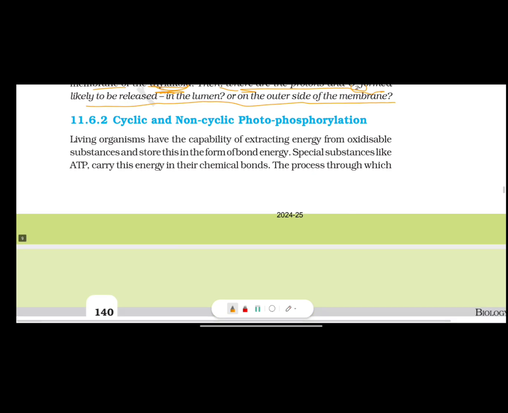Okay, now let's move to cyclic and non-cyclic phosphorylation. What is photophosphorylation? Addition of phosphate in the presence of light is known as photophosphorylation. If this reaction takes place in a cyclic manner or in a non-cyclic manner, okay, that defines the topic.